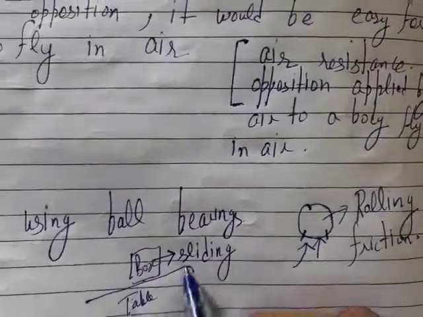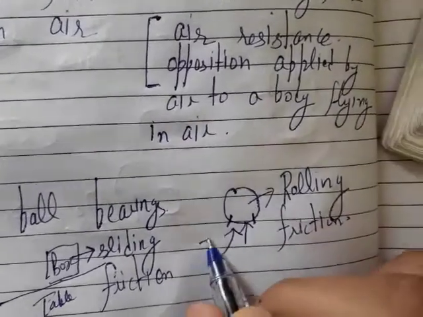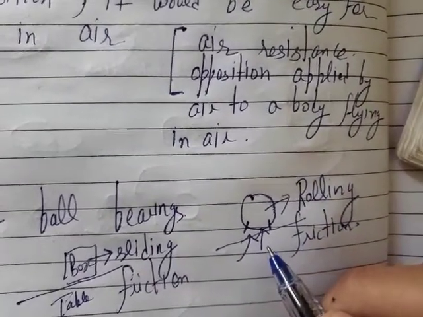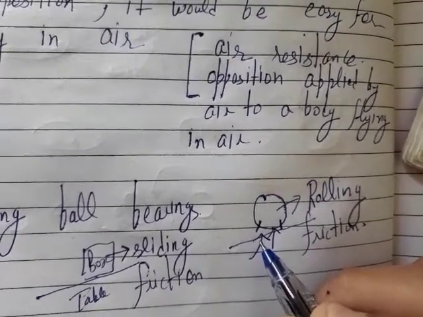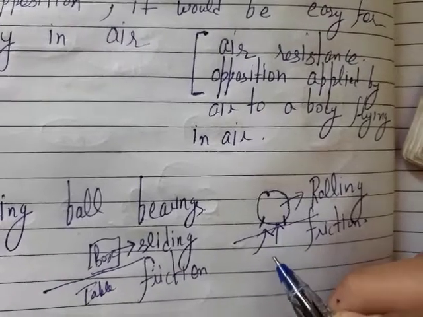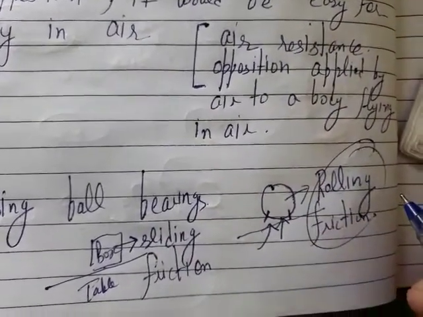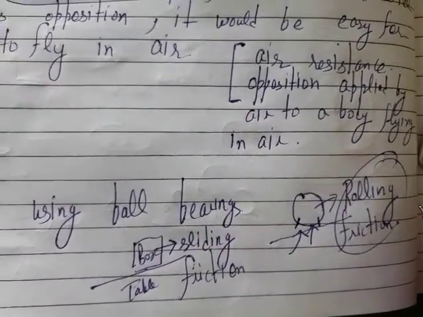Then it's a concept of sliding friction. But if a wheel is rolling on the surface of the road, very little of the tire is making contact with the road. So fewer grooves and edges of the car's tire make contact with the grooves and edges of the road. So rolling friction is offered if an object is rolling on the road.